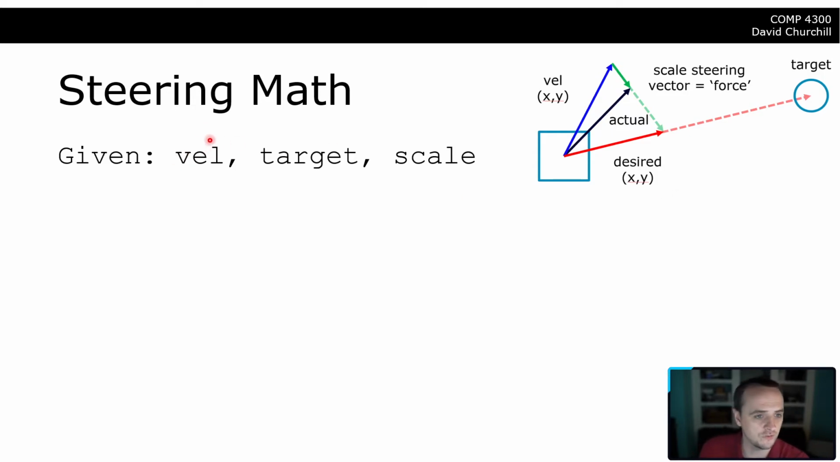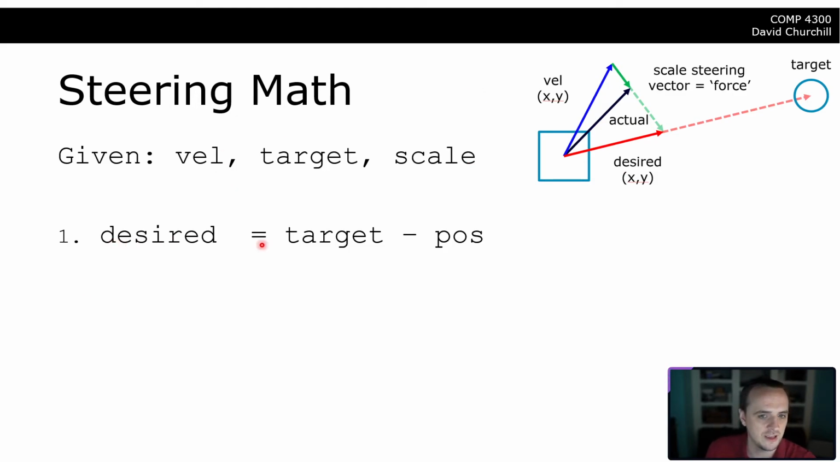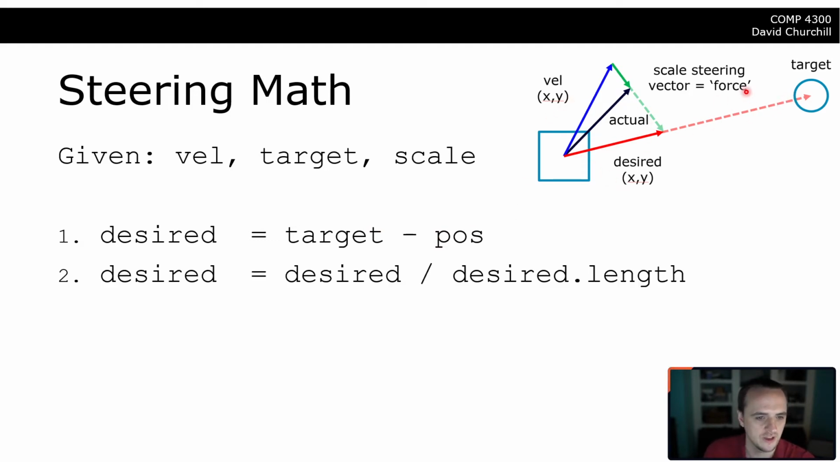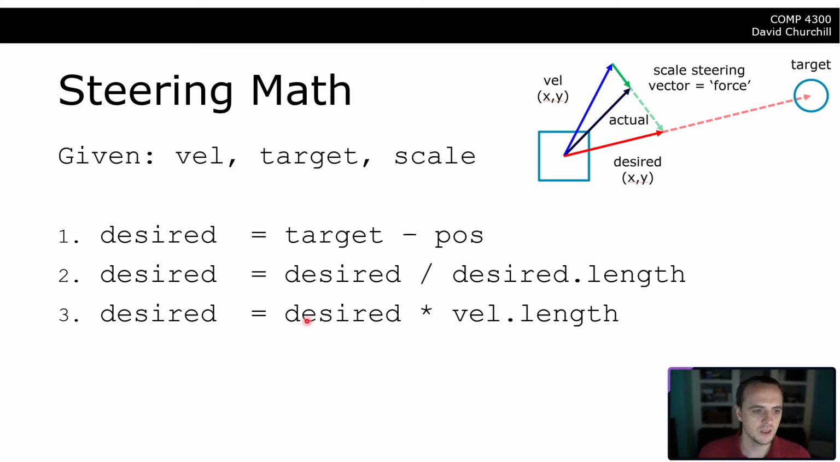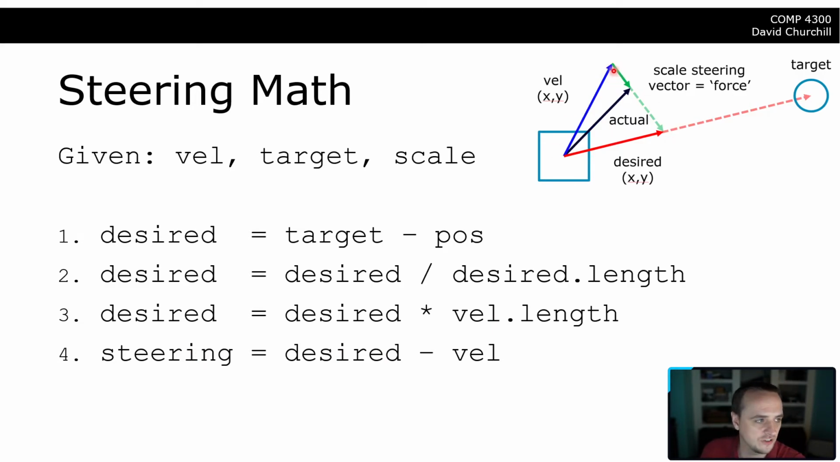So you're given the current velocity, you're given the target, and you're given the scale. So desired equals target minus pos, right? That is the dashed red line. Then you're going to say desired equals desired divided by desired dot length. So that gives you the unit vector here by normalizing it. You then multiply that unit length desired vector by the length of the velocity vector to get a vector of the same length. Then you calculate the steering vector, which is this dashed green line, by saying desired minus velocity.